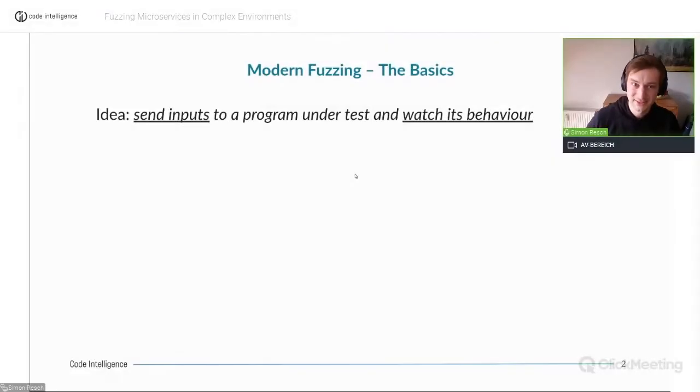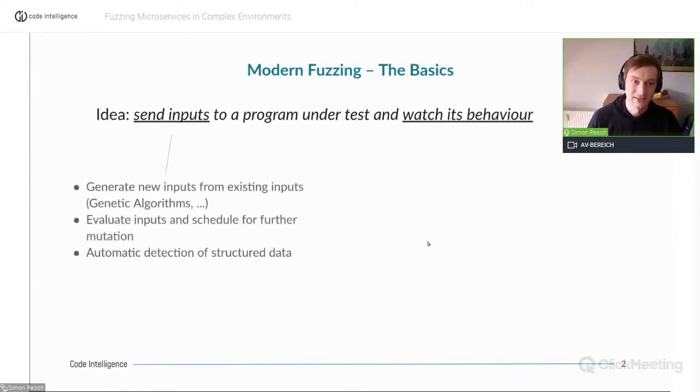So the basic idea is very simple. We want to send generated input to a program that we want to test for bugs or security issues, and while we're sending those inputs, we watch how it behaves. So that really consists of two main parts. For one, generating inputs and sending them to the application.